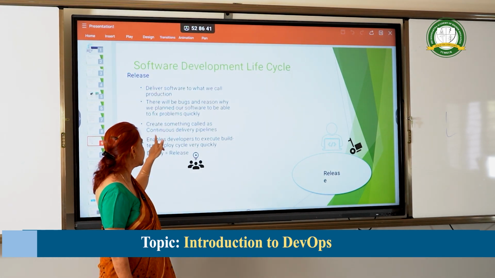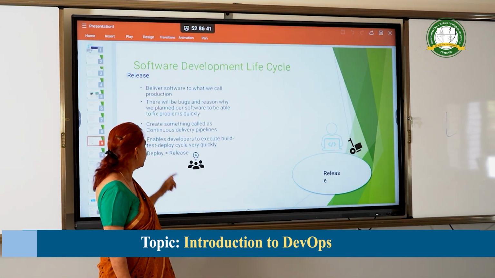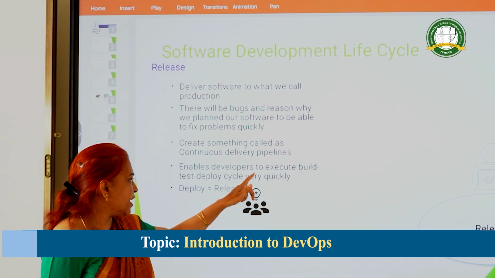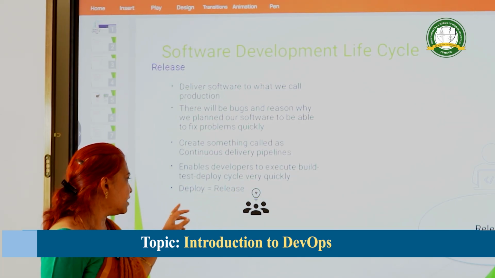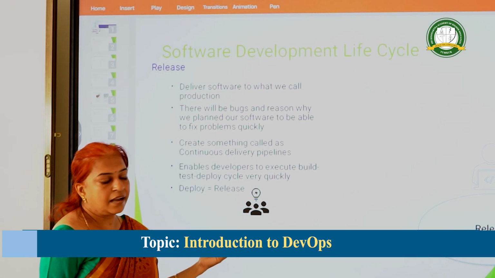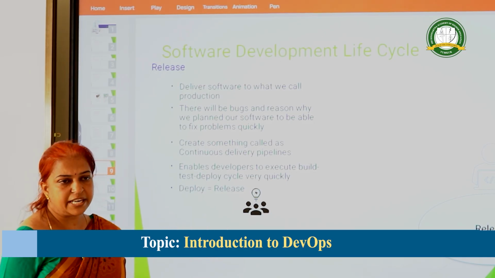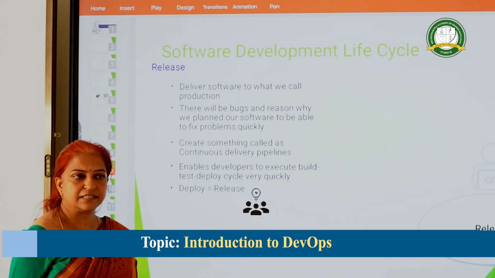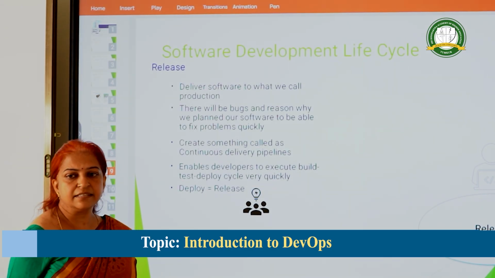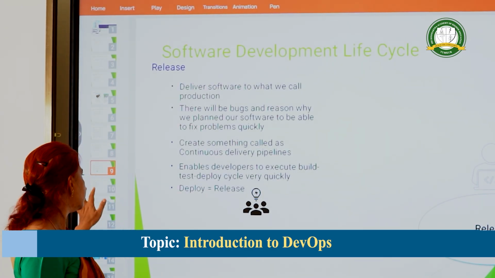Create something called a continuous delivery pipeline, which enables the developer to execute build, test, deploy cycles very quickly. Deploy equals release. That is, deployment is where the bugs will be cleared and the software will be released.